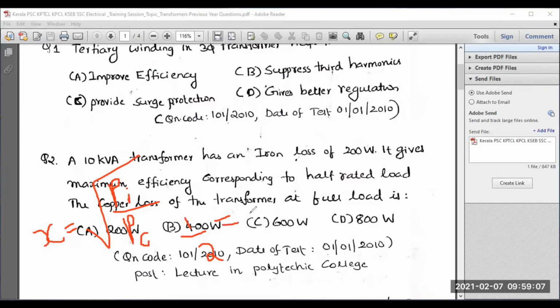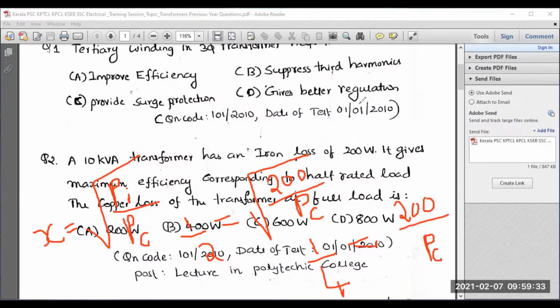So 1 by 2 is equal to the square root of iron loss over copper loss. Iron loss is nothing but 200 watts. I don't know the copper loss, that is yet to be calculated. Let me call it Pc, copper loss. You have to calculate Pc. First, squaring both LHS and RHS, 1 by 4 equals 200 upon Pc. Doing the cross multiplication, Pc into 1 is equal to 4 into 200. Therefore, Pc is equal to 4 into 200.